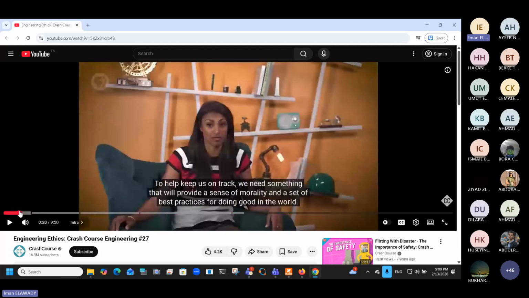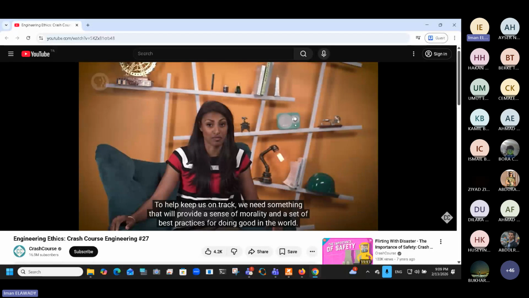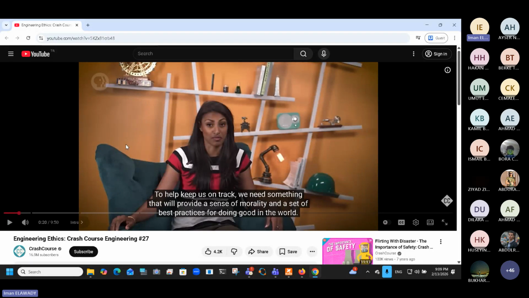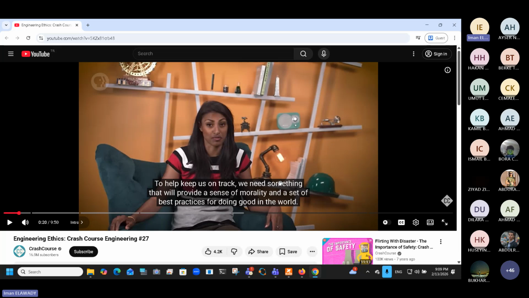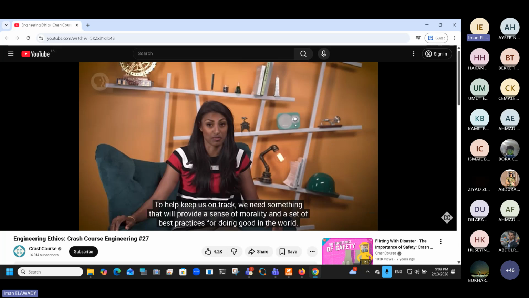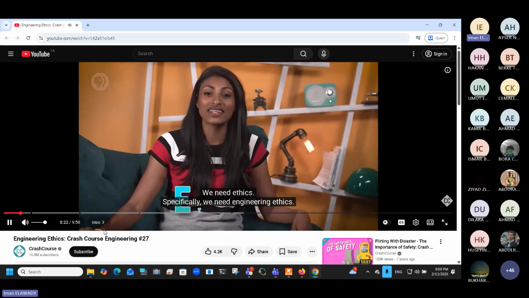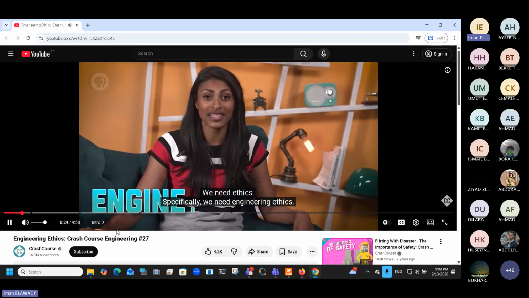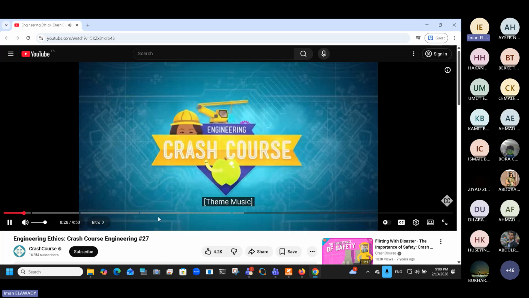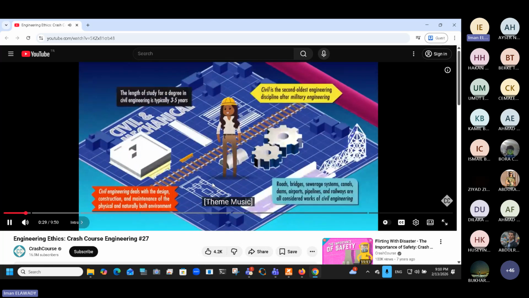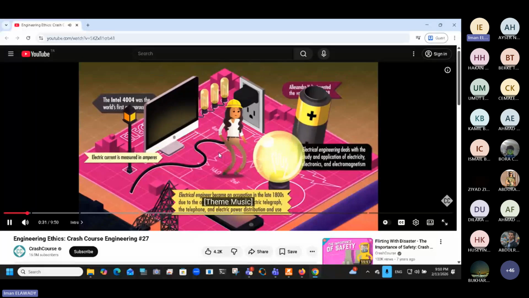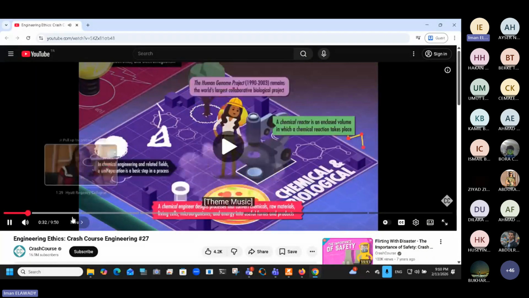And all of this is based on decision making. Since I'm taking a decision, I have to have some sense of morality. What's good, what is bad? I need to define what is good, what is bad. Practices for doing good in the world. We need ethics. Specifically, we need engineering ethics, in all engineers generally.